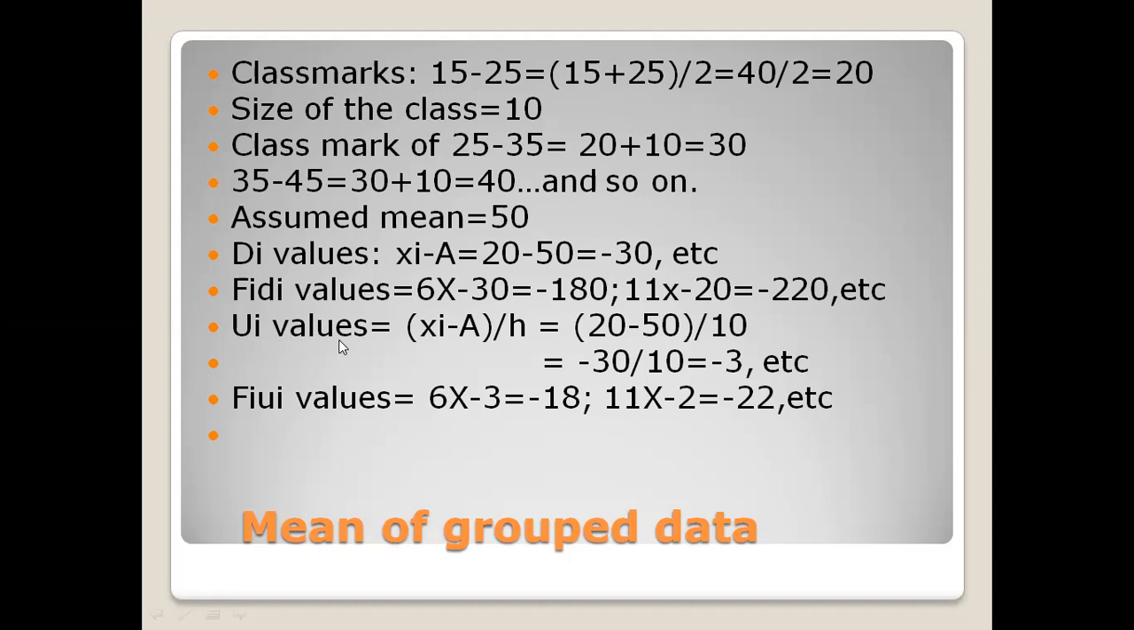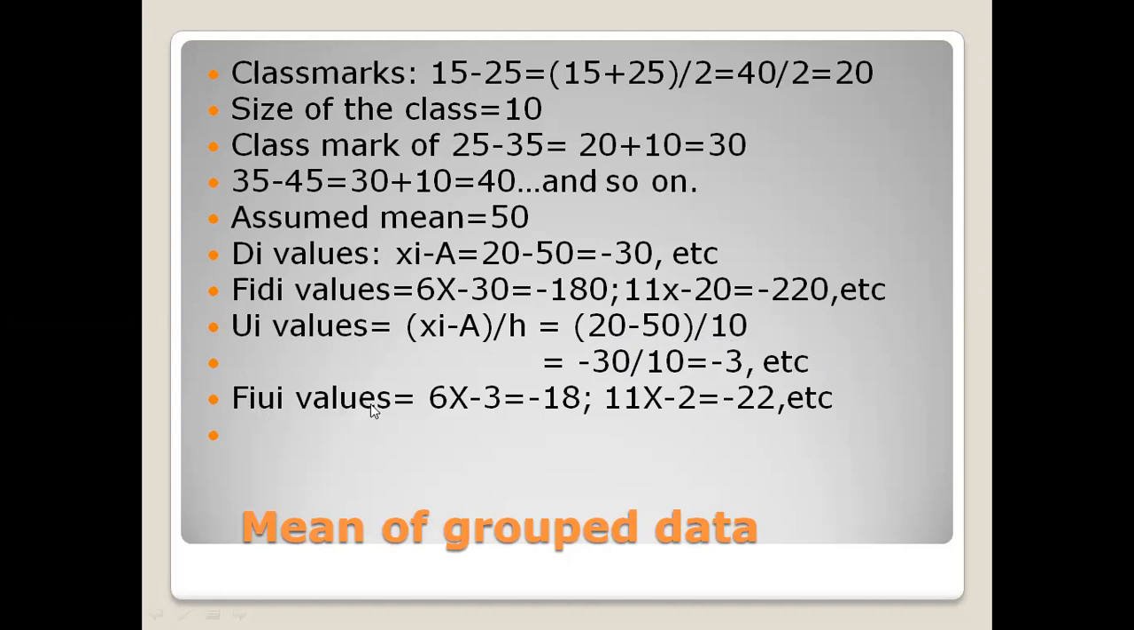Now, ui values. ui is equal to xi minus a by h. That is, 20 is the first xi, xi minus assumed mean is minus 30, by h, the size of the class. Size of the class is 10. That is minus 30 by 10, that is equal to minus 3. Similarly, you'll be getting the remaining values also here. The next xi value is 30. So 30 minus 50, which gives minus 20. Minus 20 by 10, that is minus 2. Like that, you have to complete the remaining values.